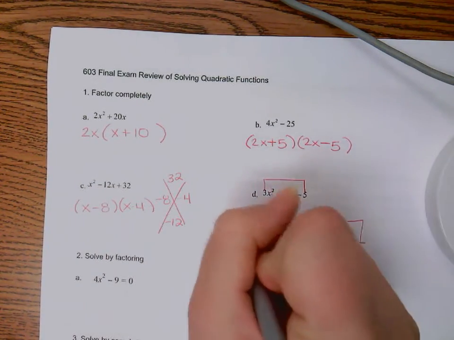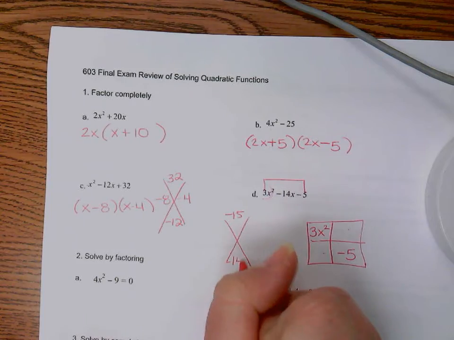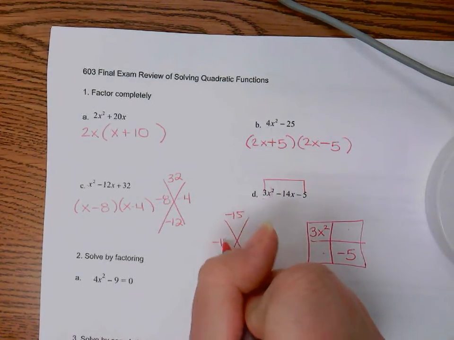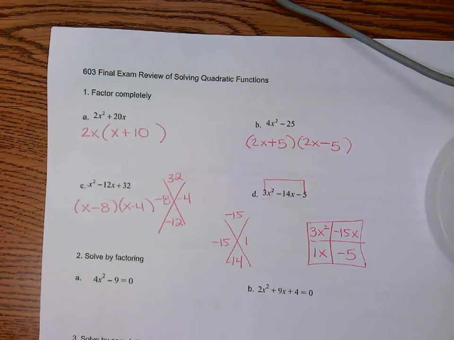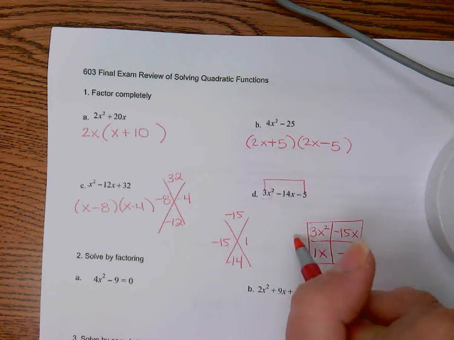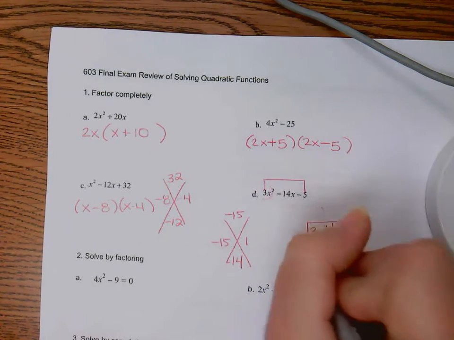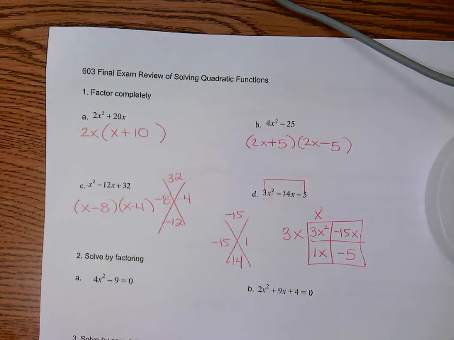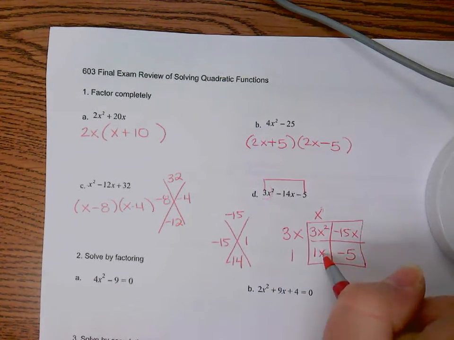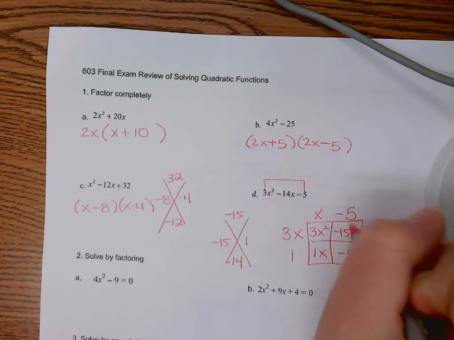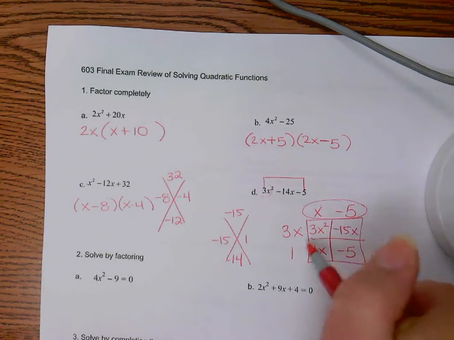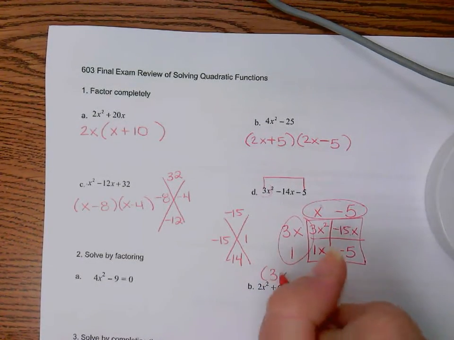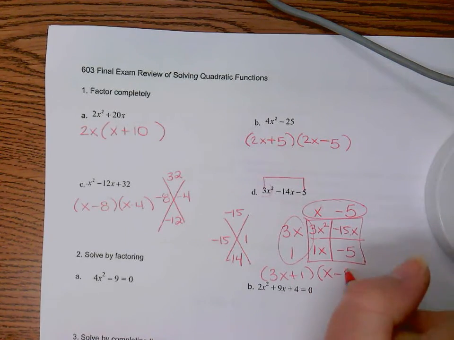3 times negative 5 is negative 15, and I'm going to put negative 14 down in the bottom. So the factors are negative 15 and positive 1. So I have negative 15x and positive 1x. To finish my box, I'm looking for basically the greatest common factor. What am I going to multiply out here to get inside the box? So in this case, it would be 3x times x times 1 is 1x, 3x times negative 5 is negative 15x, negative 5 times 1 is negative 5. So my final answer is 3x plus 1 times x minus 5.